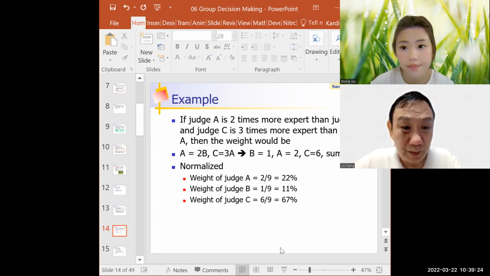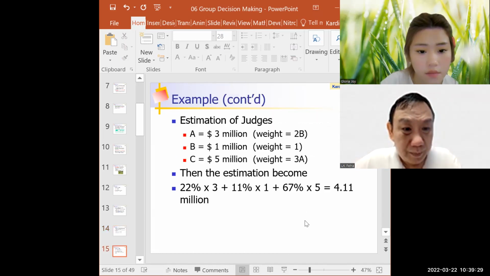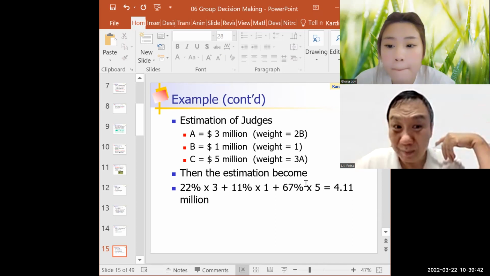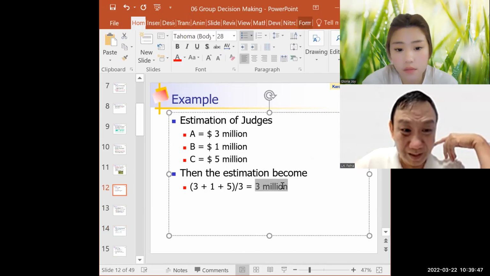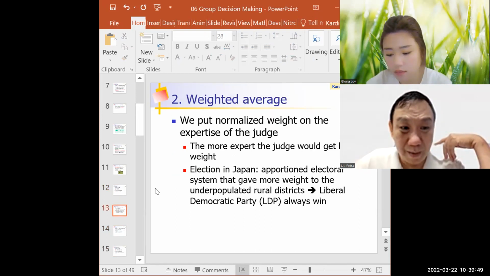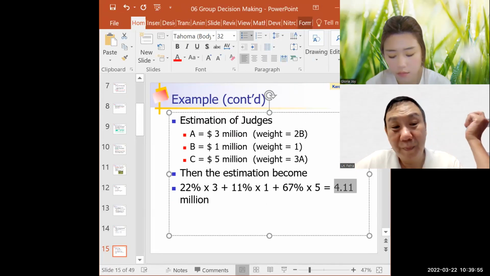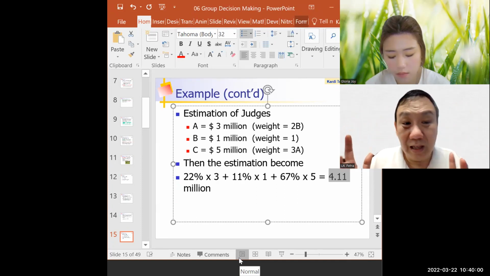Okay, so 66.6. Then say the same number earlier. A is 3 million, B is a 1 million estimate, and then C said 5 million. But the weight is different. Now, instead of 3 million as before, it becomes 4.11. There is a bias toward the one that has higher weight.